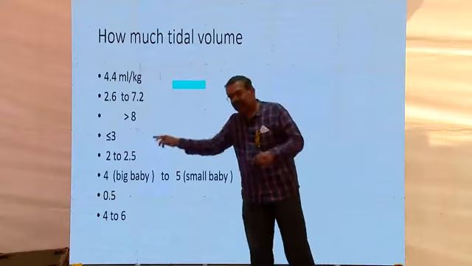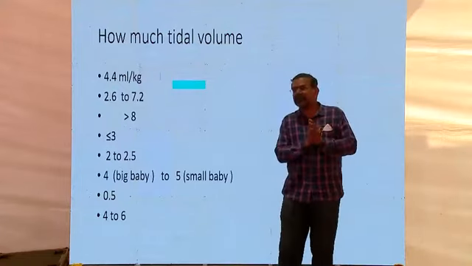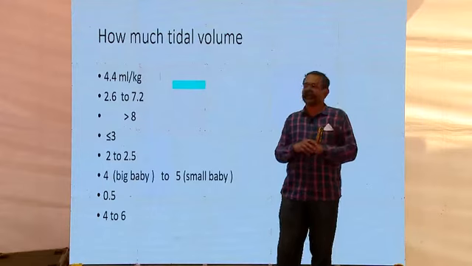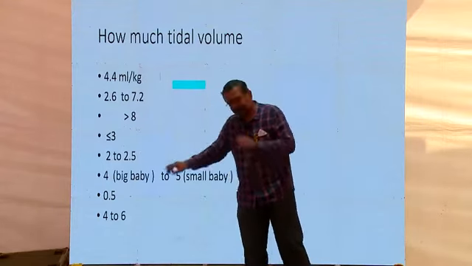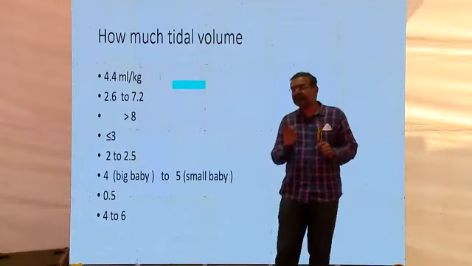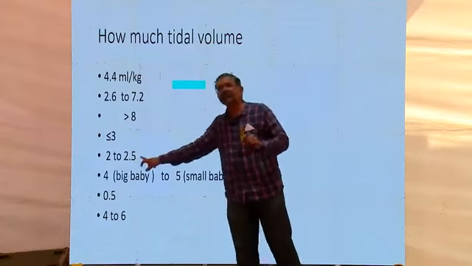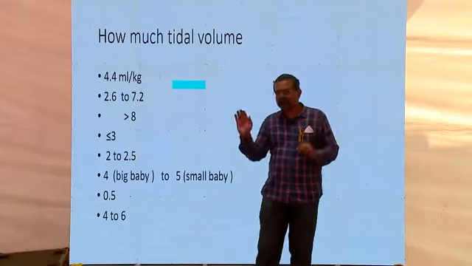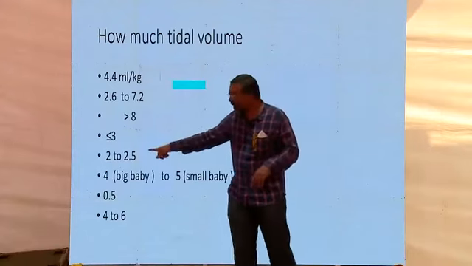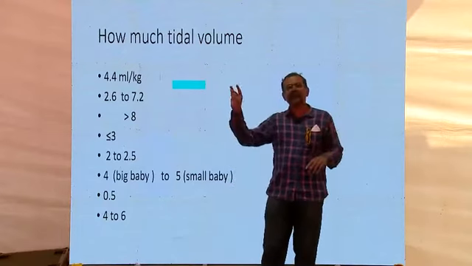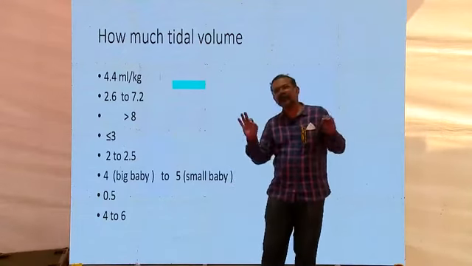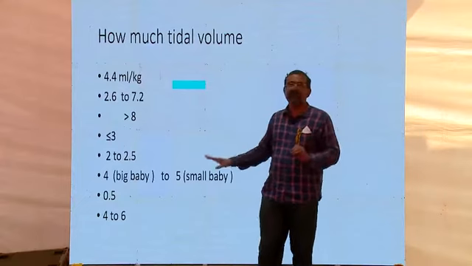Don't go below 3. If you go below 3, they have observed that a lot of collapse, atelectasis, happens. Now, what is this based on? Based on this study, this we know for sure: dead space in a neonate is 2 to 2.5 cc per kg. Multiplied by 2, what we get is 4 to 5. So the rule of thumb is to roughly take 4 to 5 cc per kg per breath in volume ventilation.